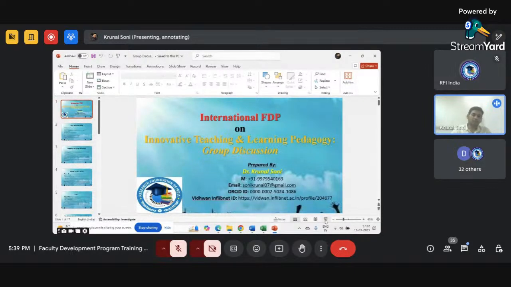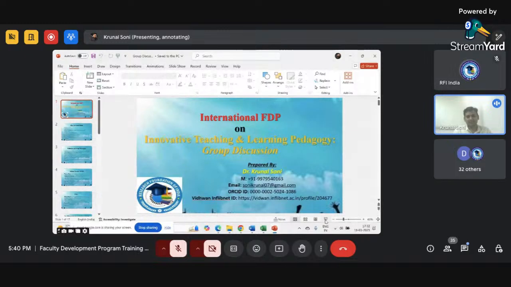Then important methods of group discussion. If at all we are planning to conduct the group discussion, what are the important methods that we must look forward to? That is where we have to see the different methods through which the group discussion can be processed. So that is called important methods for the group discussion. And finally, we have to conclude, if at all we are going for the group discussion, what is the conclusion of it?